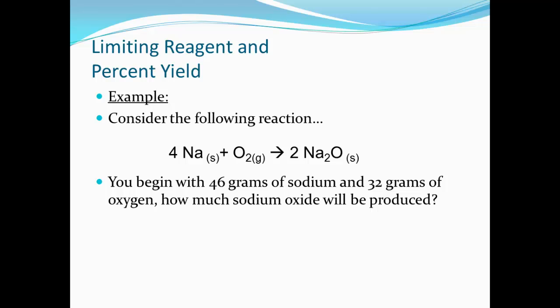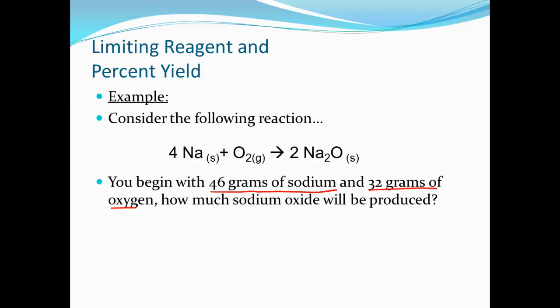So let's try an example here. This is a pretty simple equation. We have 4 moles of sodium reacting with diatomic oxygen to form 2 moles of sodium oxide. Let's say we begin with 46 grams of sodium and 32 grams of oxygen. We want to know how much sodium oxide will actually be produced.